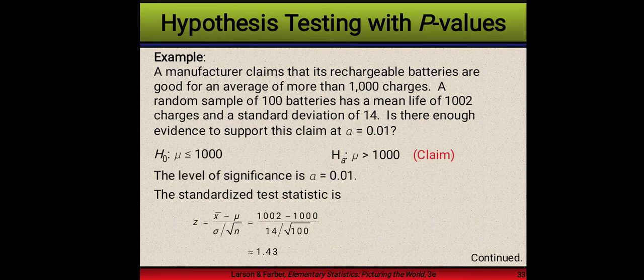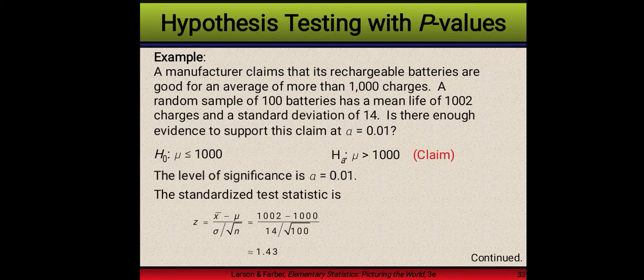The z is equal to x̄ minus μ over σ over square root of n; that is the formula. Here, x̄ is 1002 charges, the sample mean life of the battery, minus μ, 1000 charges, over 14 as the standard deviation over the square root of 100, the random sample size. We have the result 1.43.